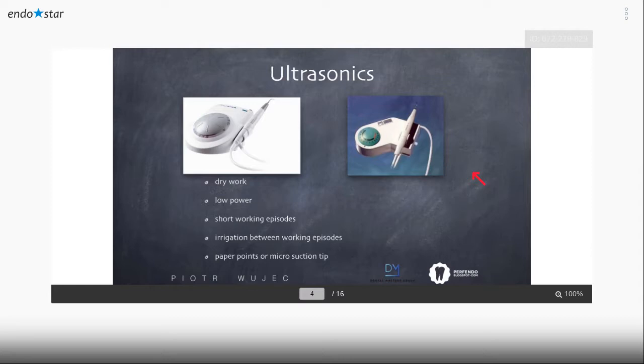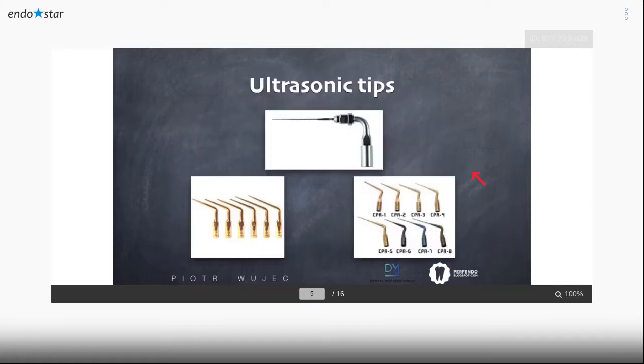I'm normally using sodium hypochlorite for this purpose. And we need to dry the canal before the next working session with the ultrasonics. Paper points are not the best idea. Microsuction tips are a better idea because paper points can push the broken part of the file deeper into the canal while drying. So microsuction is better, and I saw, Jenner, on your movie this microsuction tip as well. So we can agree on this point also.